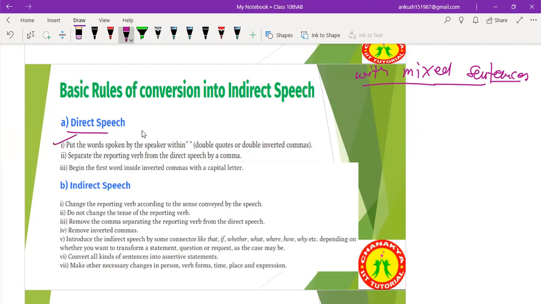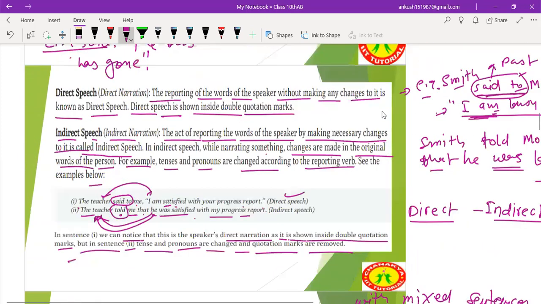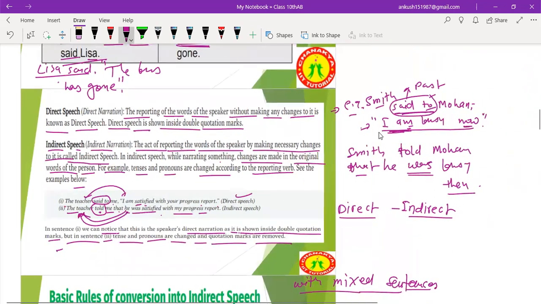So what to do in direct speech? Put the words spoken by the speaker within double inverted commas. They are already given there. They are double inverted commas, or they are called quotation marks. Second thing is, separate the reporting verb from the direct speech by a comma. Whatever we have done here in this sentence, you will see there. Here, this sentence was separated by a comma.